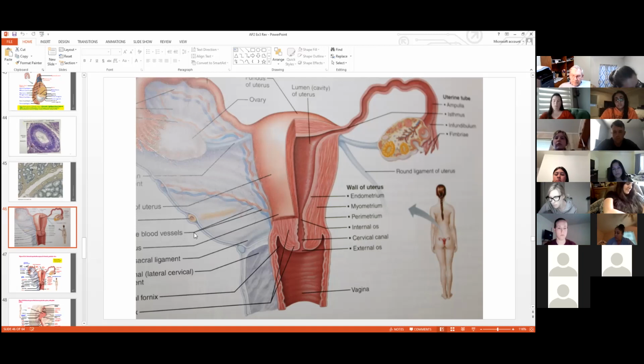There are these sets of ducts called Mullerian ducts. Remember this, these are embryological tubes that become the female reproductive system that we'll deal with in the concepts a little bit later.